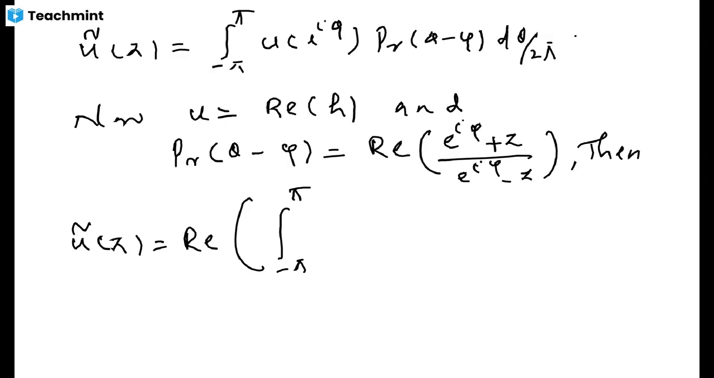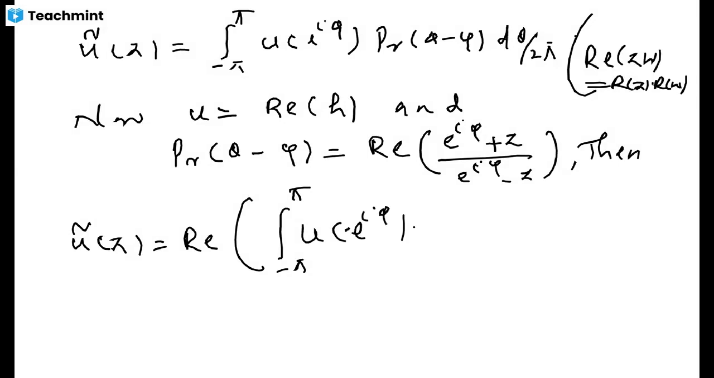It has to be real part u, and we don't require to write it as real part of h. Otherwise, real part of h into real part of this, we cannot write this real part of zw to be a real part of z dot real part of w. So I have to consider it as only real part of this function u e^{iφ} as it is into (e^{iφ} + z)/(e^{iφ} - z) dφ/2π.